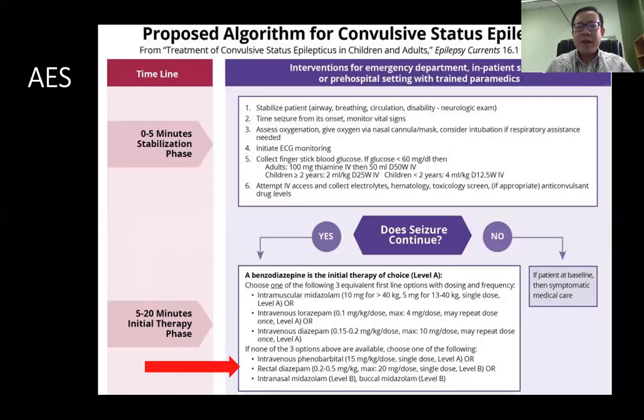But this is the American Epilepsy Society guideline, AES guideline, which has updates and shows some new changes. The first change is pre-hospital therapy.